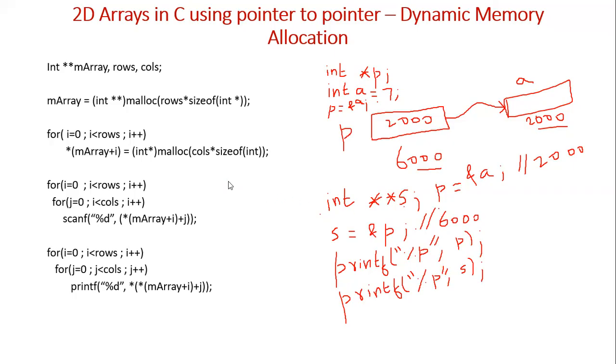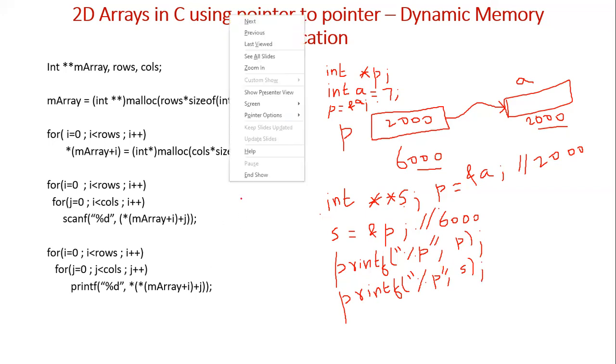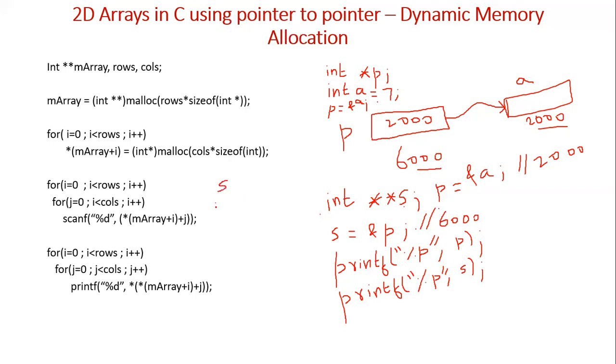So what is s? s is a pointer to a pointer. s is a pointer to an integer pointer. s also will have an address. If you want, let us assume s address is 8000. But s is containing address of p. What is address of p? 6000, right? So p will display 2000 because p contains 2000, and when you say s, it will display 6000, that is, s is pointing to p, p is pointing to a.